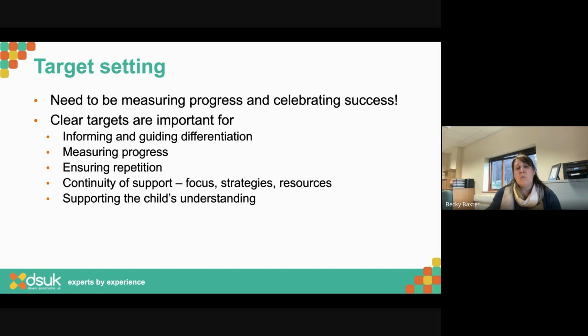So whoever's working with that pupil, if they know exactly what they're working on and how, that's going to mean that everybody does it in the same way. And that can be whether it's the focus of what they're learning, what's that content, or whether it's a strategy that we're trying to teach them. This is how you do addition using a number line.